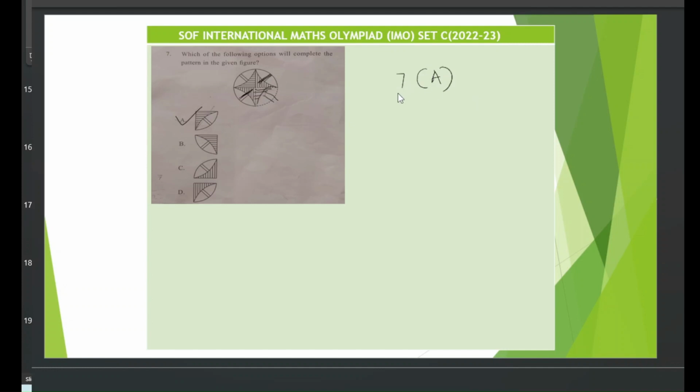See, logical reasoning questions, if you do them with a calm mind, you can do them, and then you are sure to score if you do it correctly.